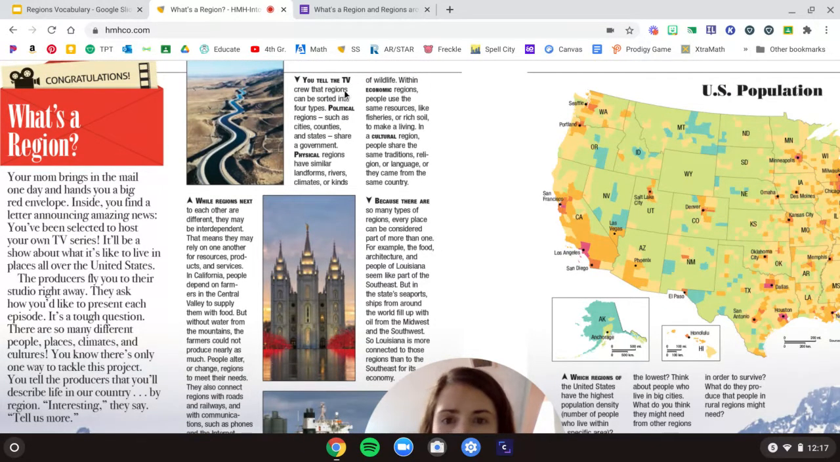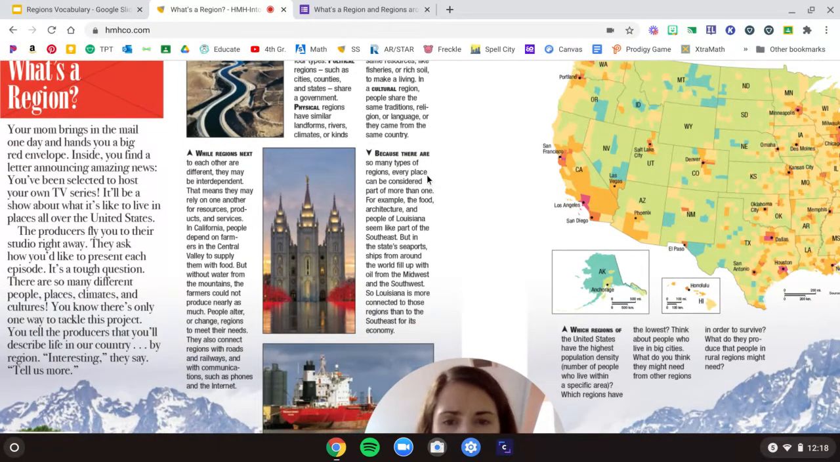You tell the TV crew that regions can be sorted into 4 types. So this is important, 4 different types. Political regions, such as cities, counties, and states, share a government. Physical regions have similar landforms, rivers, climates, or kinds of wildlife. Within economic regions, people use the same resources like fisheries or rich soil to make a living. In a cultural region, people share the same traditions, religion, or language, or they come from the same country.